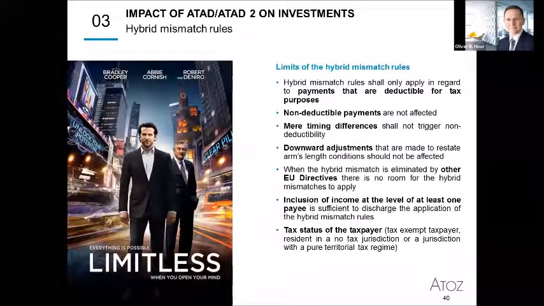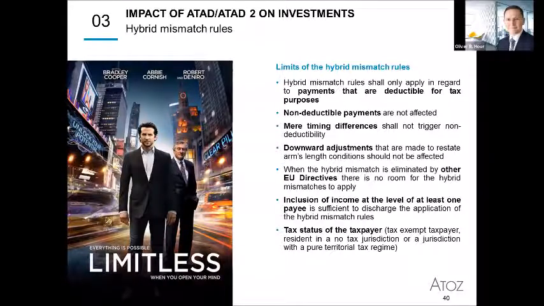And then last but not least, the tax status of the taxpayer. It might be a tax-exempt taxpayer, which would be a taxpayer that is resident in a high-tax jurisdiction but benefits from a tax exemption, like a pension fund. It could be an investor that is resident in a jurisdiction that does not levy tax, or it could be an investor that is resident in a jurisdiction with a territorial tax regime like Hong Kong, where income from foreign sources is excluded from the tax base, benefiting from an exemption. And if you have these kinds of investors, the tax status of the taxpayer is ruling out the application of the hybrid mismatch rules.